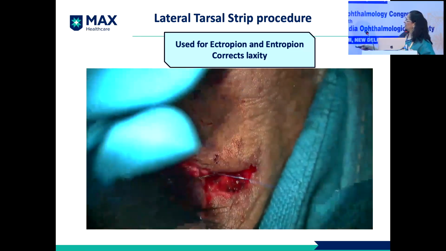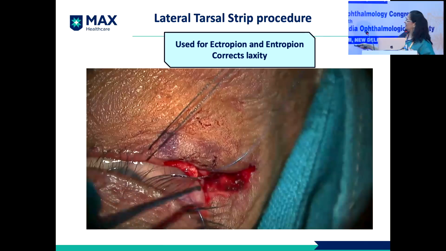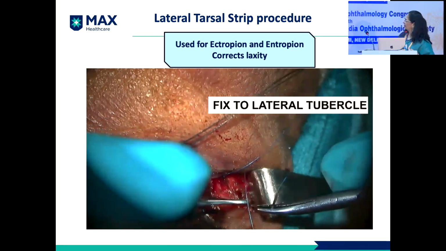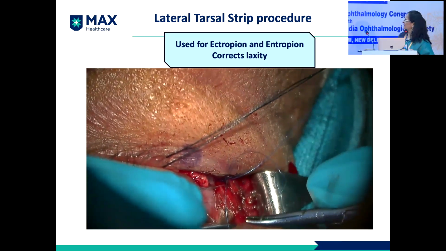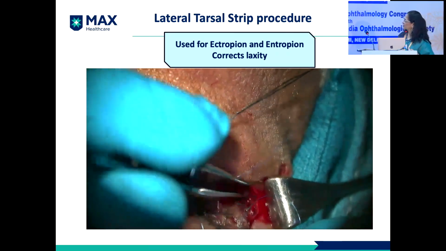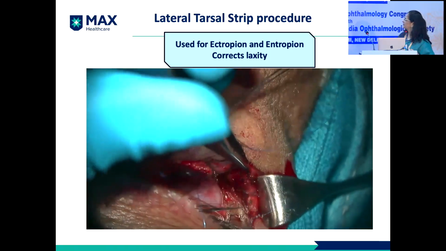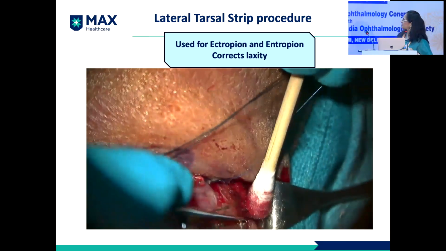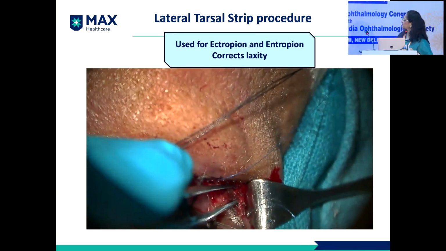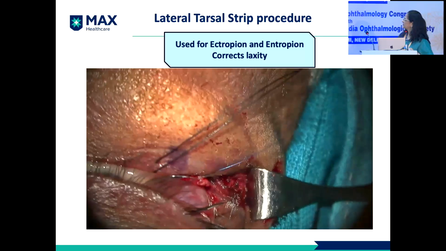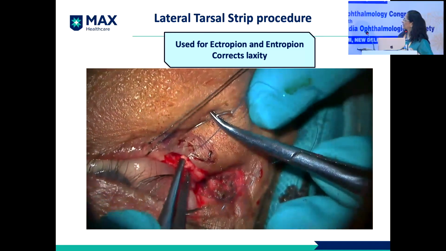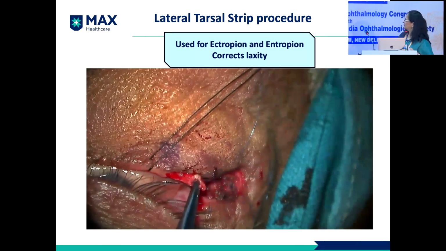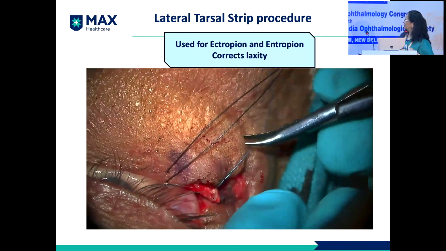And now this suture has to be attached to the periosteum of the lateral tubercle. And it's important to be deep over here and make sure it is a strong bite into the periosteum. Sometimes you need to use a more curved needle. Again, one bite more to be sure through the tarsus. And then we tie it here.